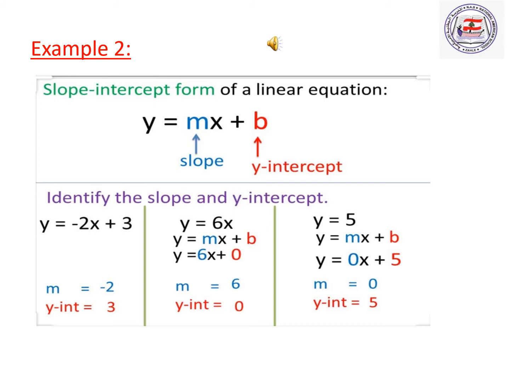The second case, y equals 6x. It's a direct variation equation. So the slope is 6, but the y-intercept is 0. The line passes through the origin (0, 0).